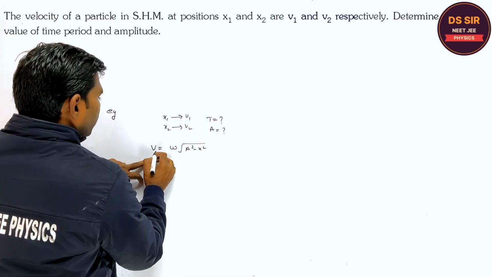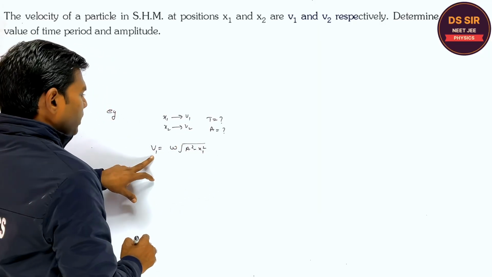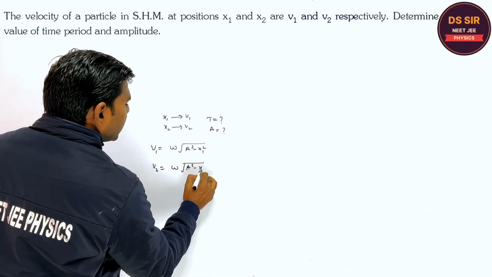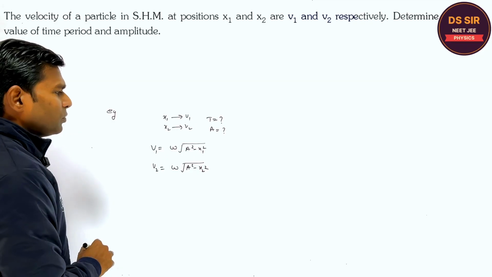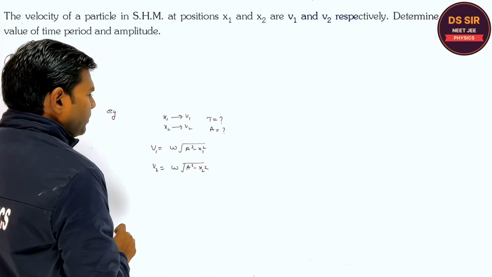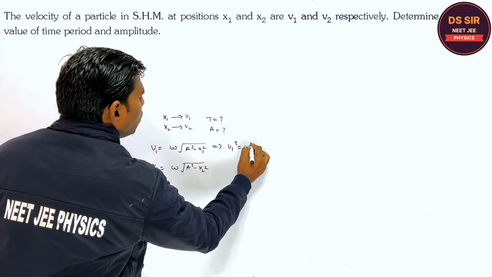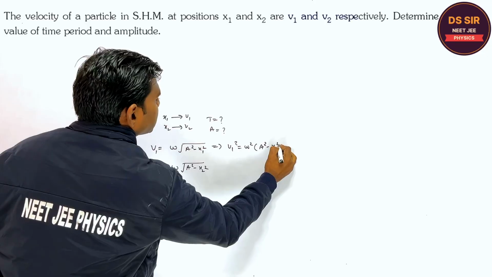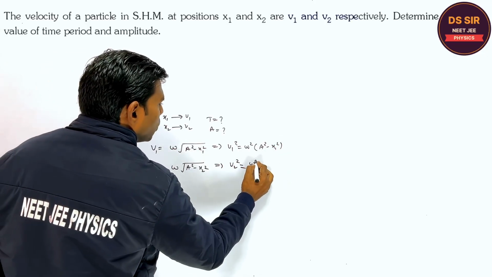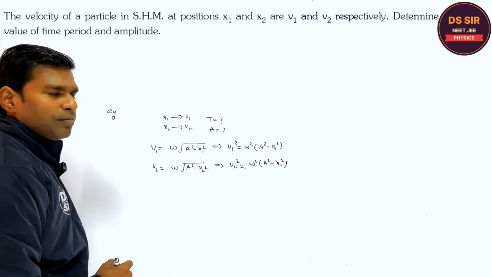So at displacement x1, the velocity is v1, and at x2, the velocity is v2. How to find the amplitude and the time period? If you square, v1 squared is equal to omega squared times (a squared minus x1 squared). Similarly v2 squared is omega squared times (a squared minus x2 squared). Is it clear or not?